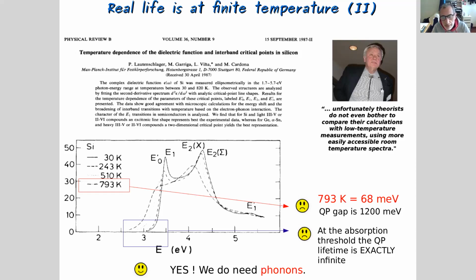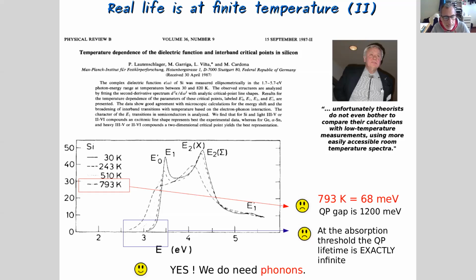And this is true. In one of the first calculations of the absorption of silicon, they compared with the wrong spectrum. They just took this paper and used, I don't remember if it was the 243 Kelvin curve, and not the low temperature one. In general, if you are not including any effect and you are doing a purely electronic theory, you should compare with the low temperature measurements, even if this is not formally correct, because as we will show in a second, even when you reduce the temperature a lot, you can never get rid completely of the phonons.